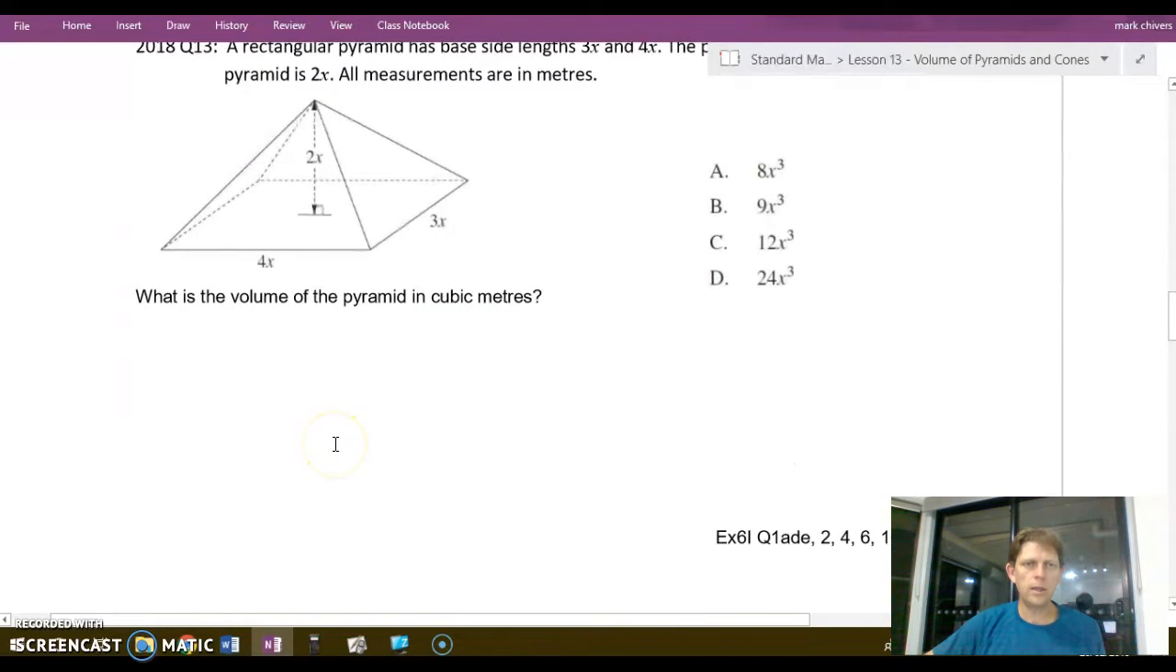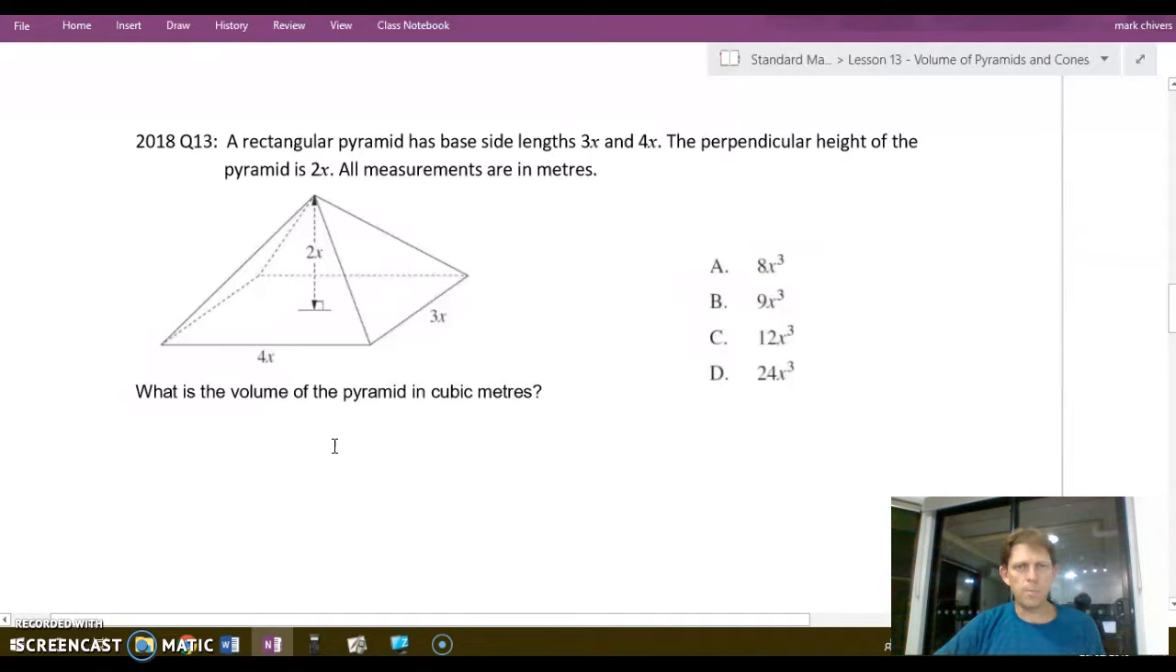And the final question we've got here is a rectangular pyramid has base side lengths of 3x and 4x, and the perpendicular height is 2x. All the measurements are shown in meters. What is the volume of the pyramid in cubic meters? So although this just throws a bit of algebra in here, it asks you to understand what's going on with your algebra, I guess. But the formula is still the same. So the volume is a third of the area of the base times the height. Now, the area of the base in this case, being a rectangle, is just length times width. So our length was 4x, our width is 3x, and then we've got to multiply that by the height of the object, which is 2x.